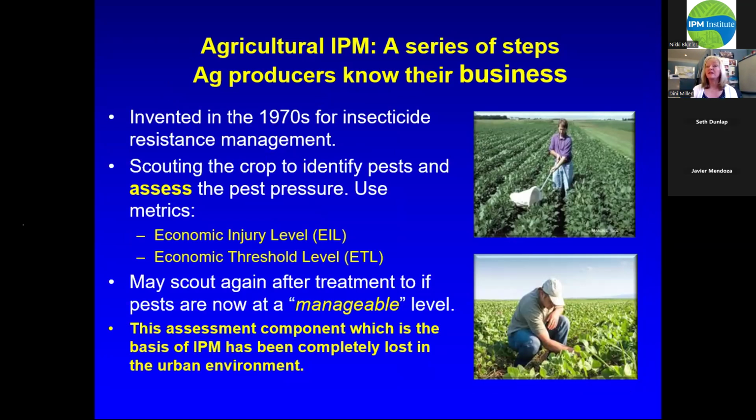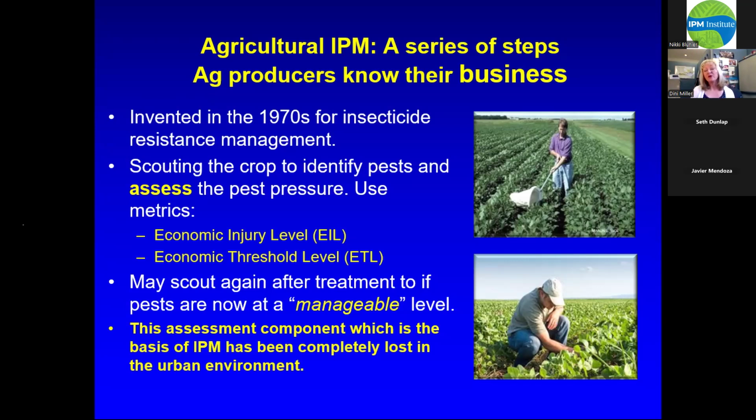Realize that the term integrated pest management was developed for agriculture in the 1970s, and it was for insecticide resistance management specifically. But realize too, these agricultural producers really know their business, and they will go out and scout their crop or a portion of it to identify what pests are there and assess the pest pressure. And there's a couple of metrics that are used for integrated pest management. First of all, the economic injury level, or the EIL.